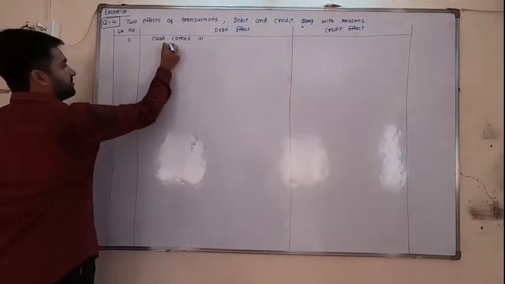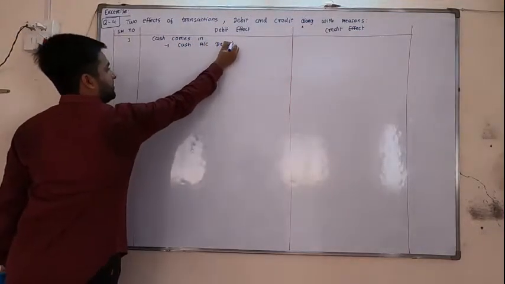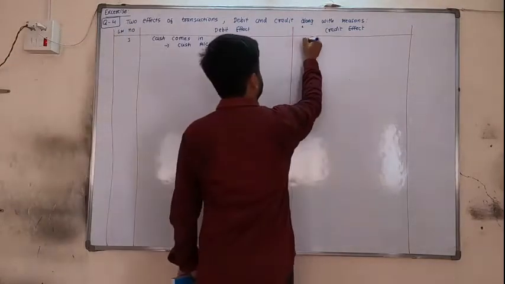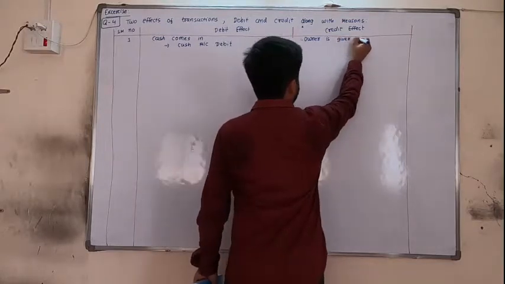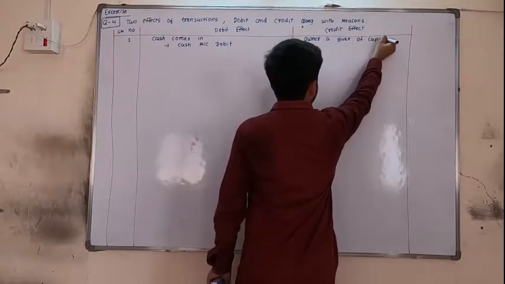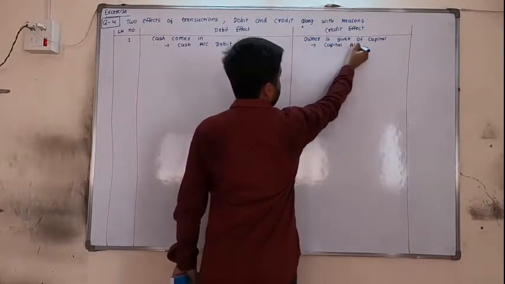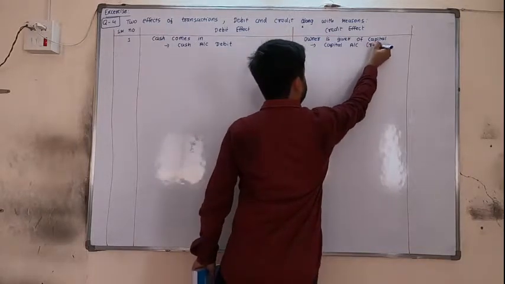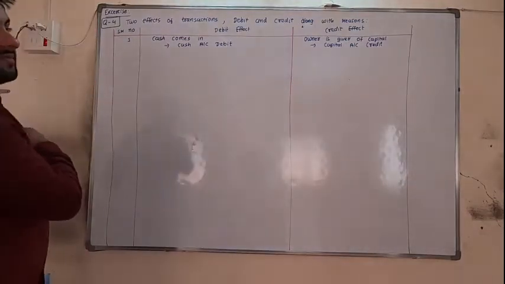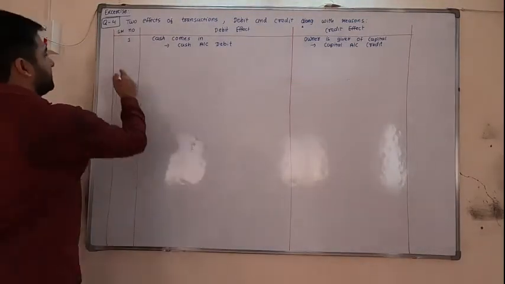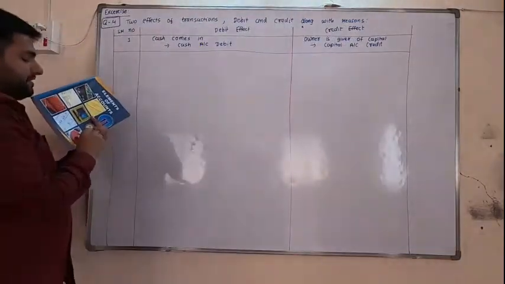Cash comes in, so which account is to be debited? Cash account debit. Owner is giver of capital, capital A/C credit. A/C means account, we will write A/C, okay? So cash account debit, capital account credit. Cash is coming in, so cash account debit. Owner is the giver of capital, so capital credit.